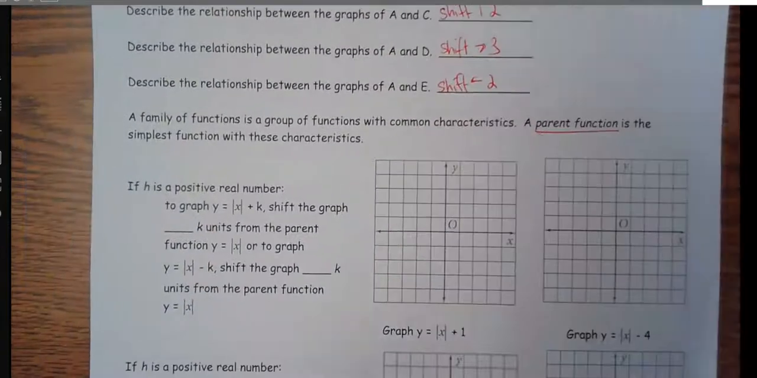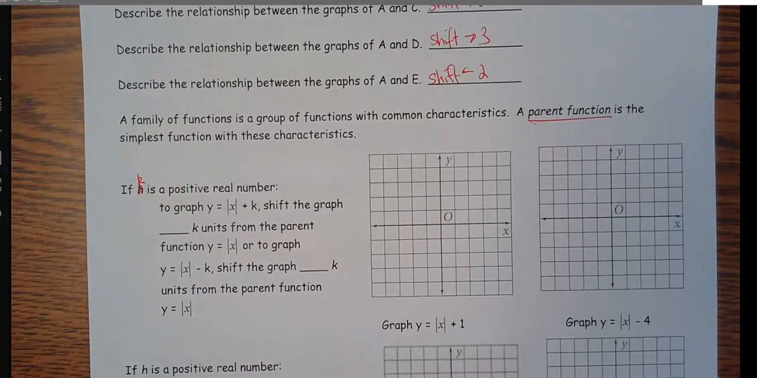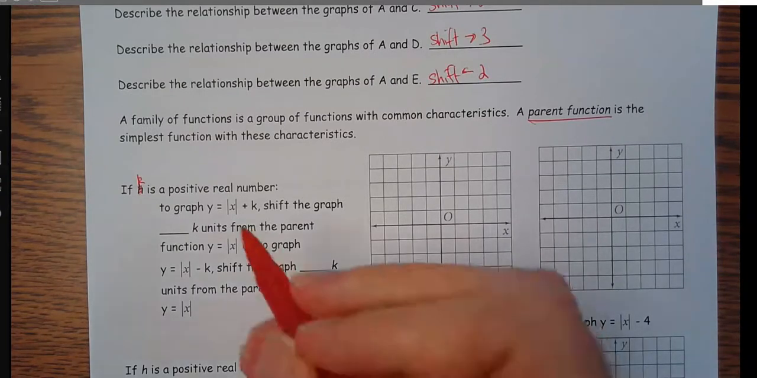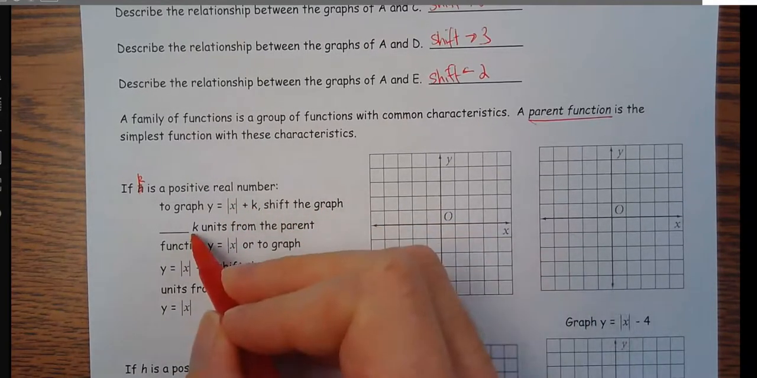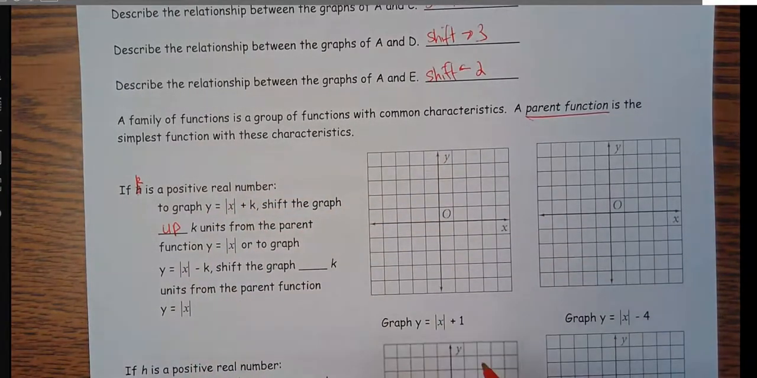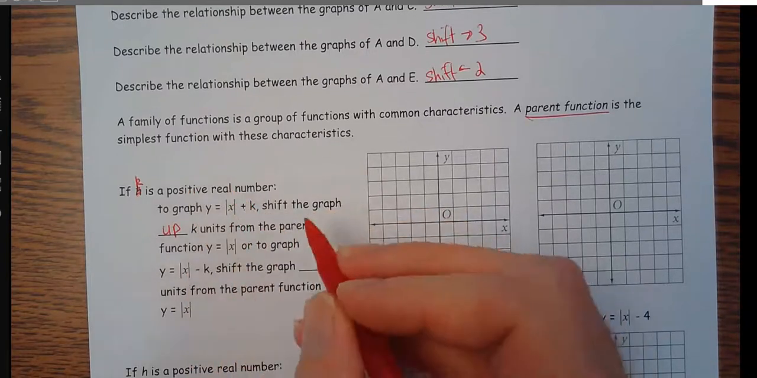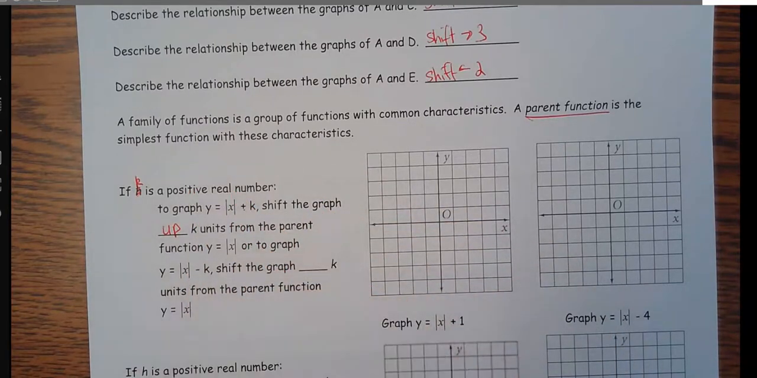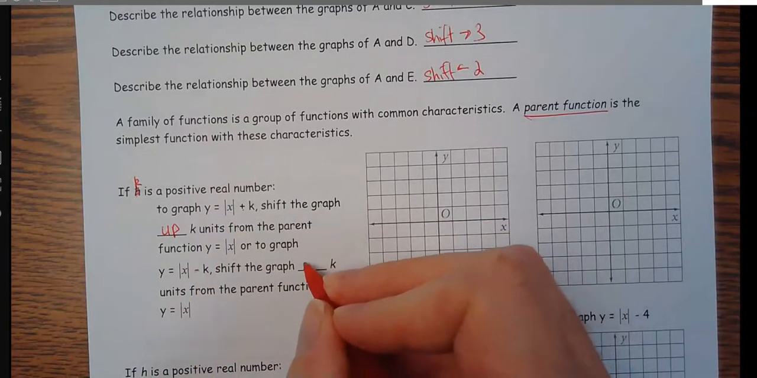There is a typo here. There should be a K. So if K is a positive real number, to graph any function plus K, shift the graph up K units from the parent function. So if it was a plus and K is positive, go up. And down here, K is positive, but that's a minus, so it's going to be down.